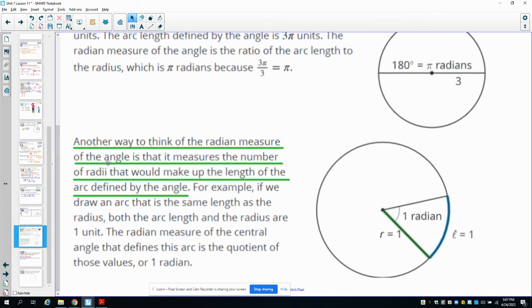Another way to think of the radian measure of an angle is that it's the number of radii that would fit in. So 1 radian is 1 radius. This green radius would be equal to the length of this blue arc. So if we're thinking, what's the radian measure, it's how many radii will fit into that arc.